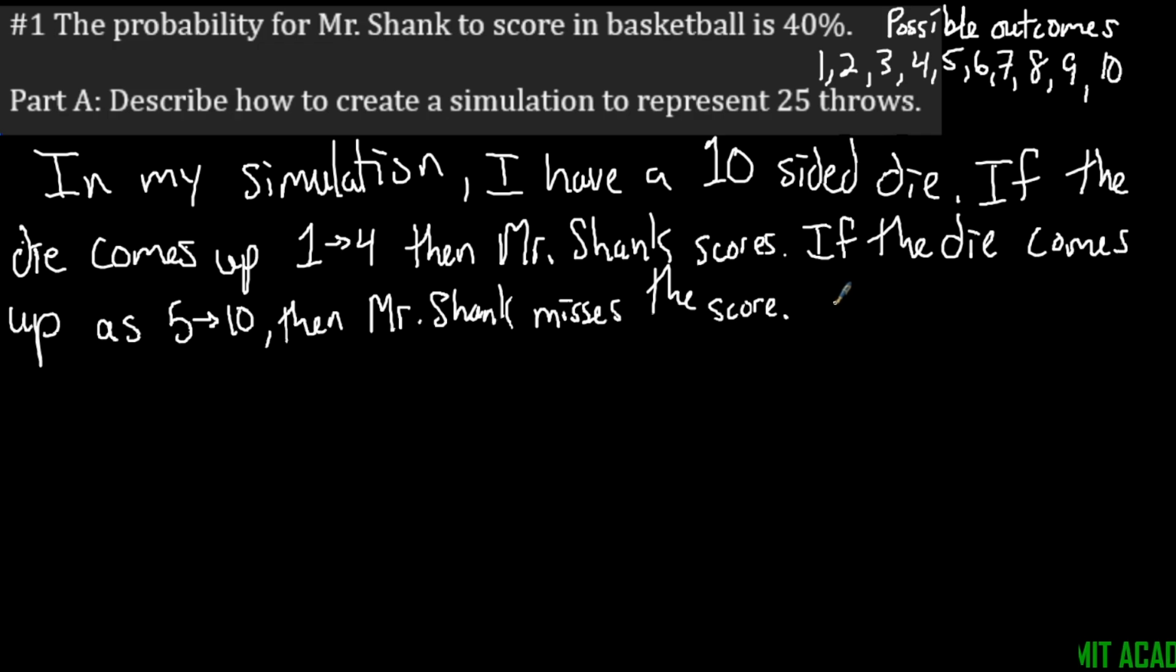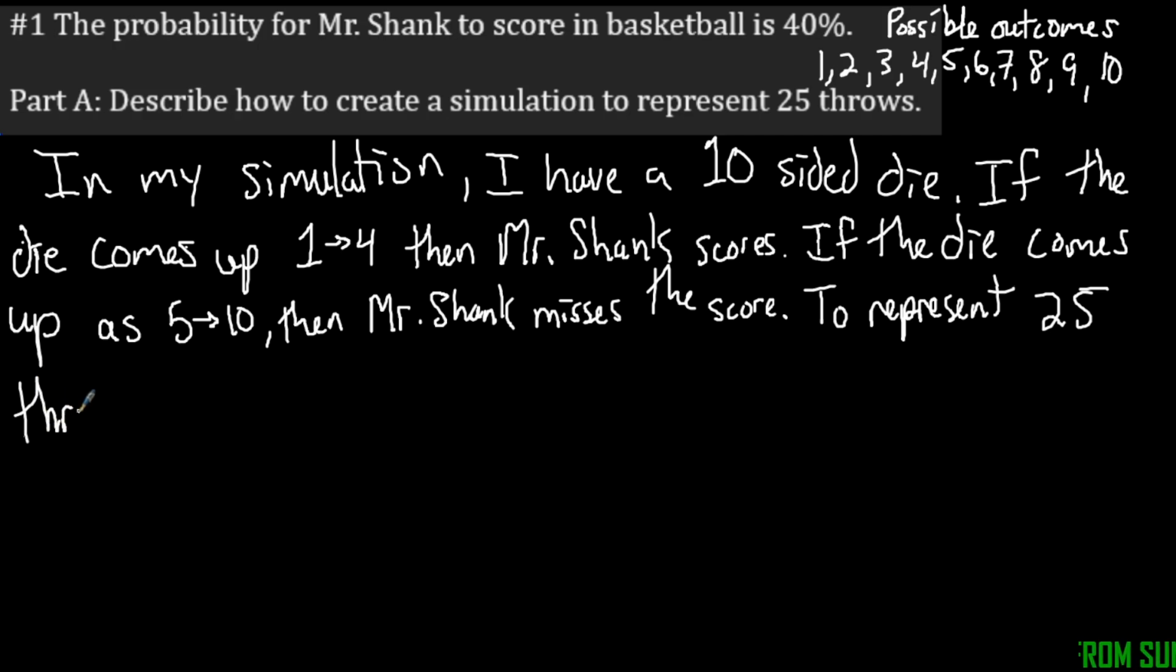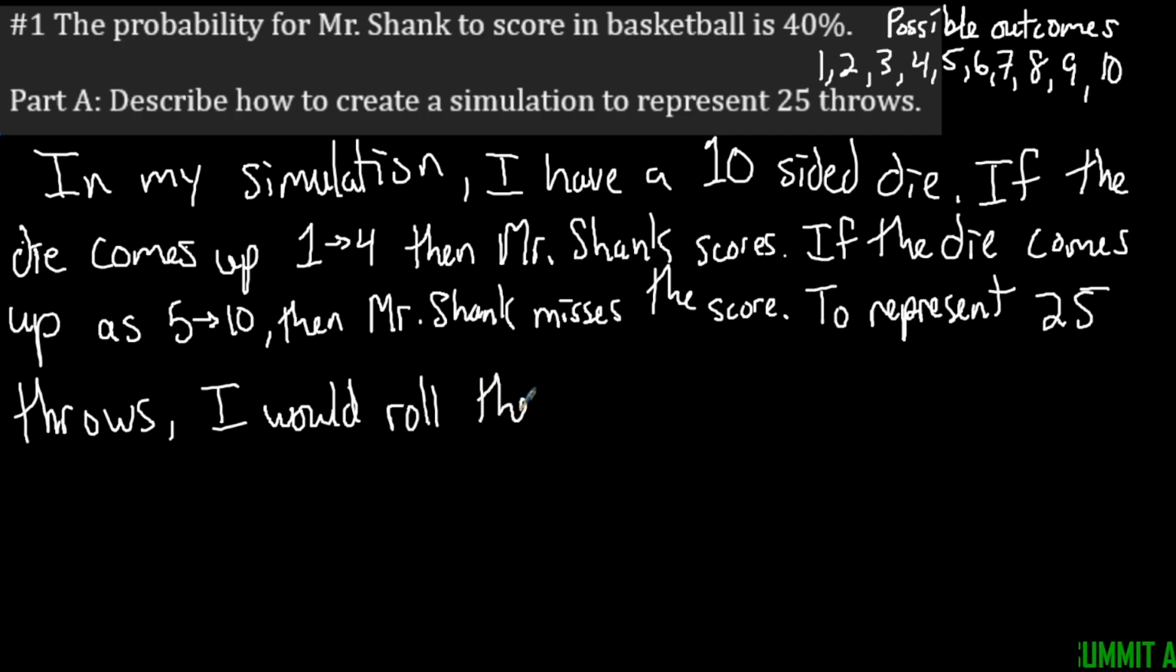We also have to make sure we're talking about this important number right here, 25, because we're talking about 25 throws. So we would just say, to represent 25 throws or shots, I would roll the die 25 times.